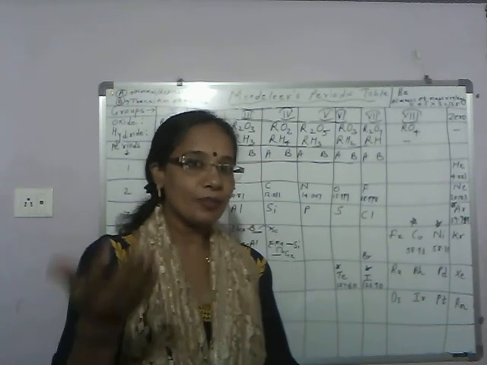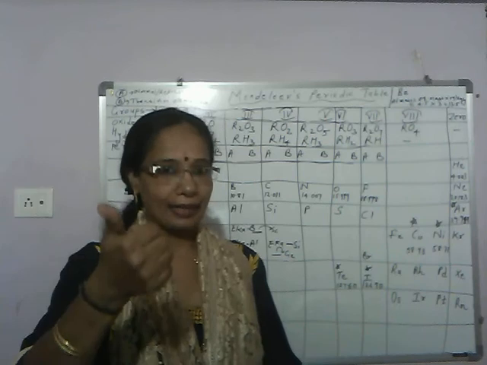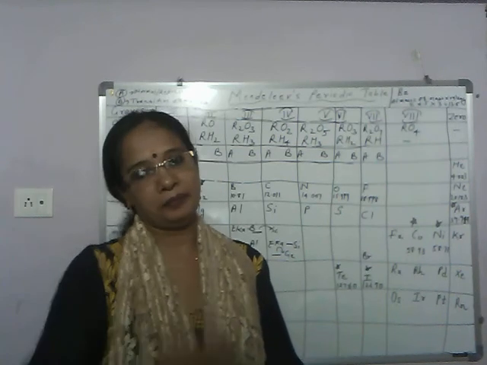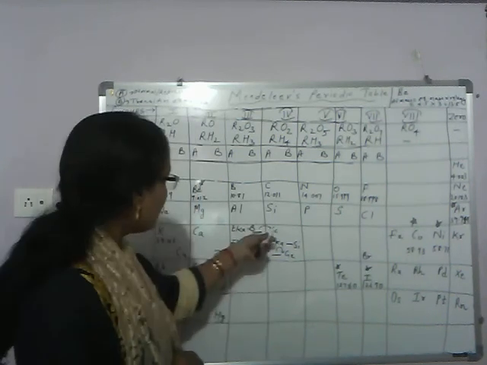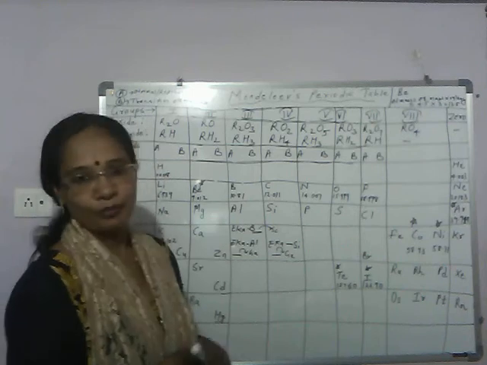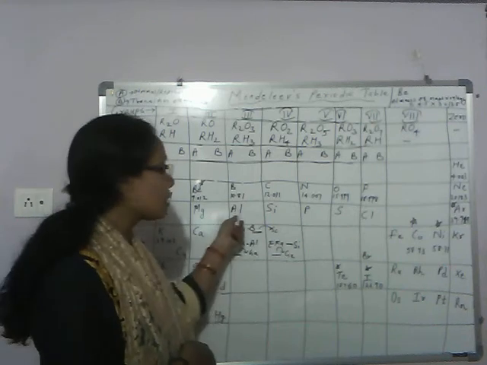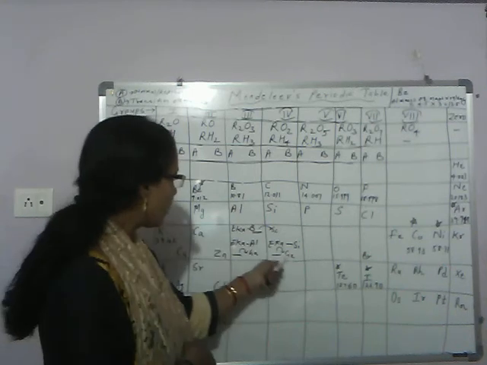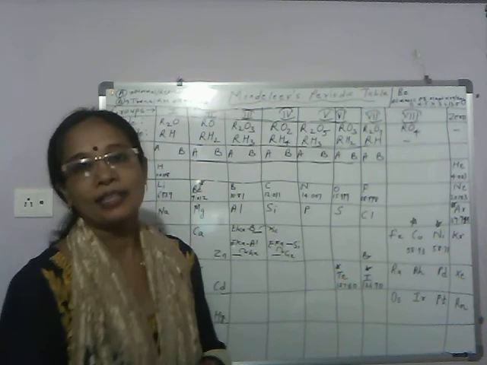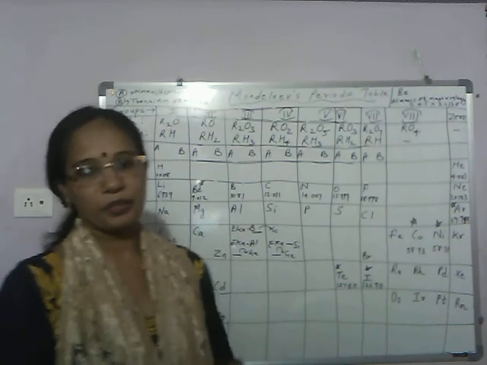What were the new elements which were discovered later? Scandium, gallium, germanium. Properties of scandium are similar to boron, properties of gallium similar to aluminium, and properties of germanium similar to silicon, the preceding element.